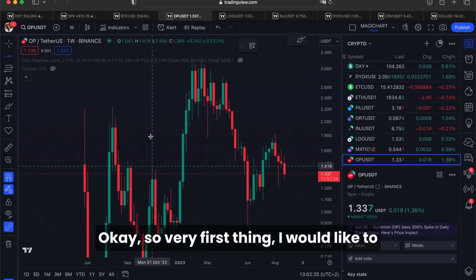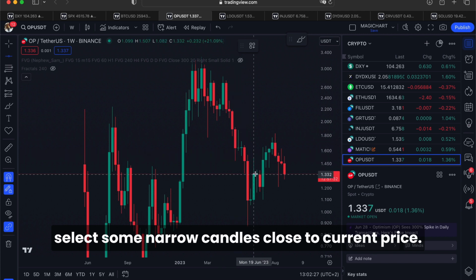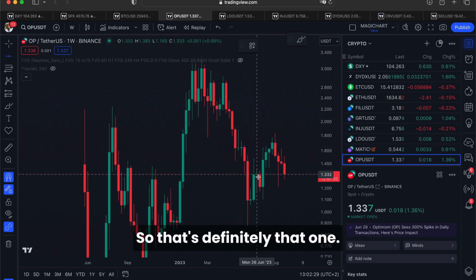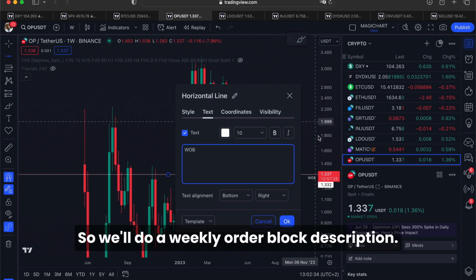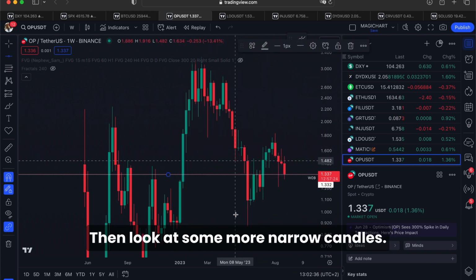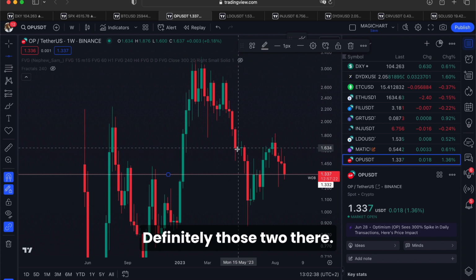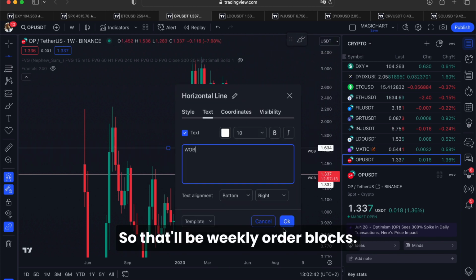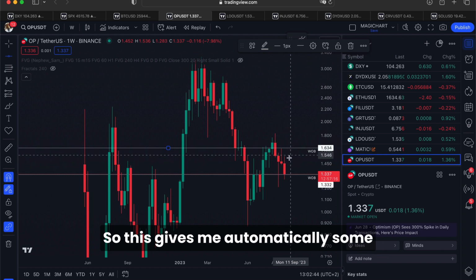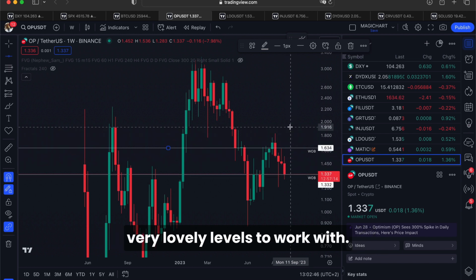Okay, so very first thing, I would like to select some narrow candles close to current price. So that's definitely that one. So we'll do a weekly order block description. Then look at some more narrow candles, definitely those two there. So that'll be weekly order blocks. So this gives me automatically some very lovely levels to work with.